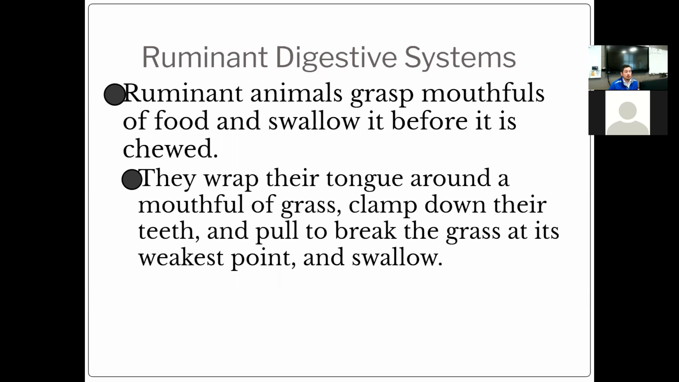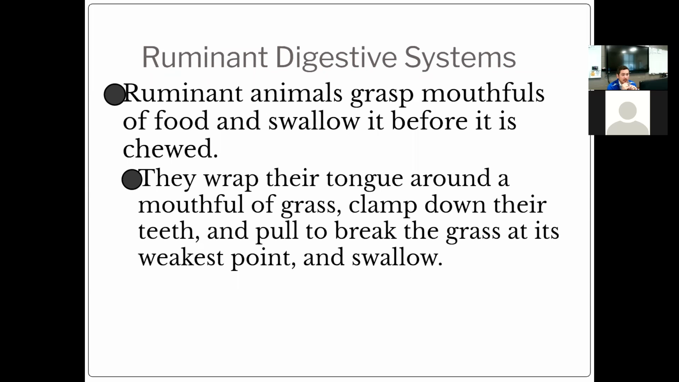Okay, so ruminant animals are going to grasp mouthfuls of food and swallow it before it's chewed. They wrap their tongue around a mouthful of grass. Remember, they don't have a top set of incisors. So they wrap their tongue around that grass, clamp down with their teeth, and pull to break the grass at its weakest point, and then swallow.